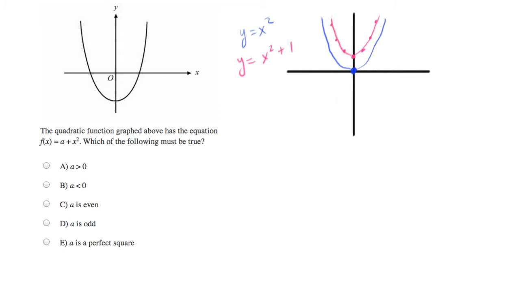If we were to, say, subtract 1, we would end up with a function which moved down. So if we want our function to have a vertex below the origin, we need to subtract something. And since the function that we've been given is f of x equals x squared plus a, we know that this value for a must be negative.